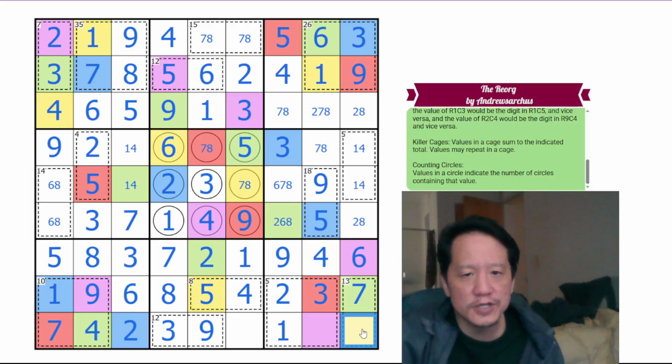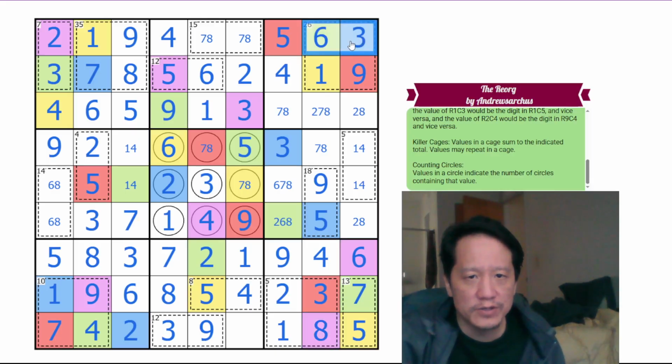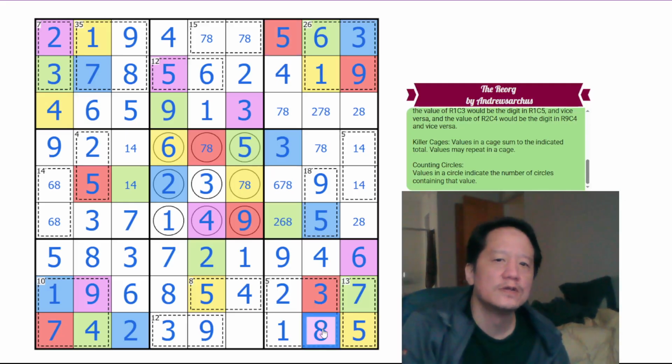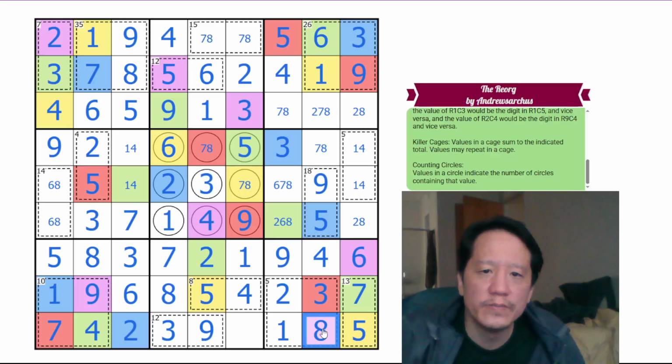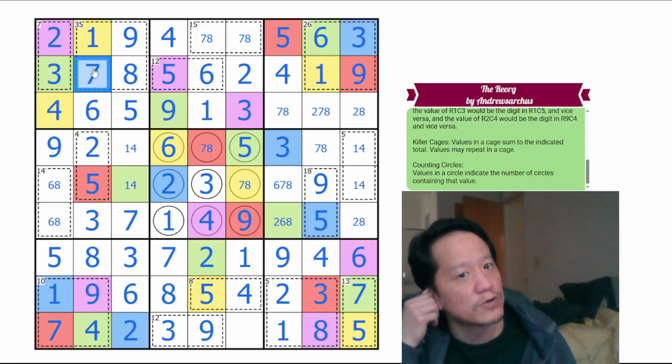So remaining digit here is a 5. That means remaining digit here is an 8. So this value right now is 6 and 5 and 8. And I guess 3, right? No, 7. 5, 6, 7, 8. Okay, so that works.